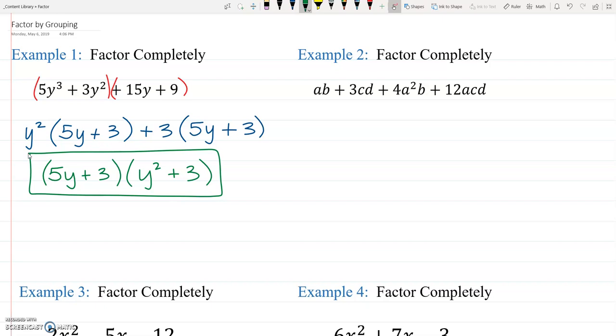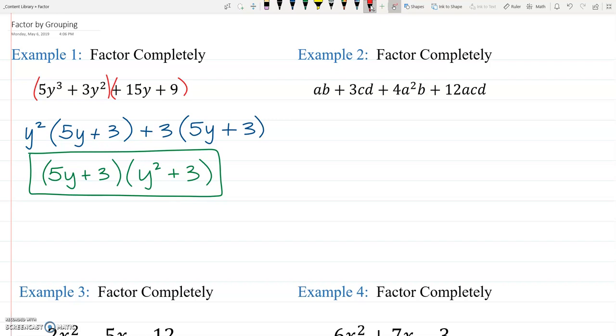All right, example 2. Before I start example 2, I want you guys to notice something. My first term is AB. Second term is 3CD. Not really much in common with AB. In fact, nothing in common with AB. So I'm nervous about grouping those together and then doing greatest common factor.